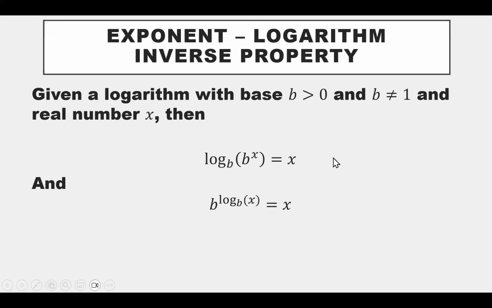So this is what we kind of refer to as the log and exponent inverse property. If we have base b greater than 0, b not equal to 1, and any real number x, then log base b of b to that power is equal to the power itself. So the log undoes the exponent. And it actually works in reverse as well. So if I have b raised to the log base b of x power, I get x for the exact same reason.